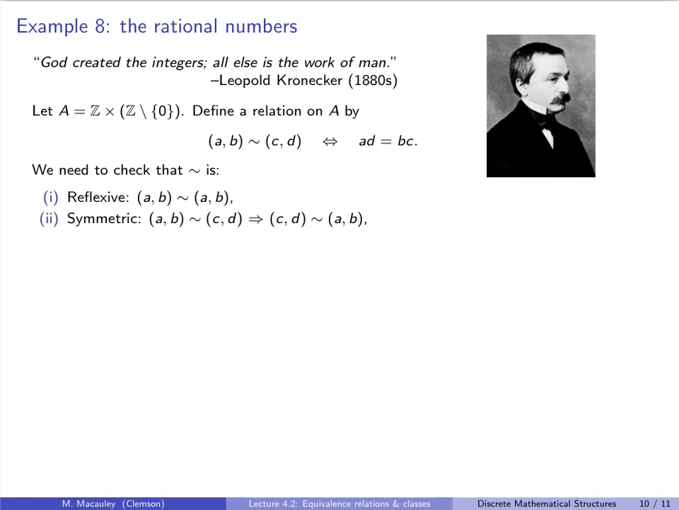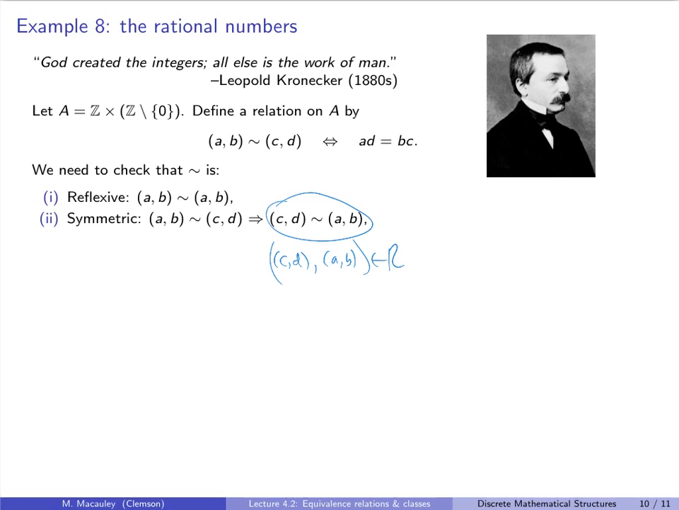Next, we have to show that it's symmetric, which means that if (A, B) is equivalent to (C, D), then (C, D) is equivalent to (A, B). Now we have to be careful. It's easy to make a mistake here because usually we're thinking of relations as sets of ordered pairs, but now our elements are ordered pairs. So technically, when I say that these two things are related, I should be saying that ((C, D), (A, B)) is in R.